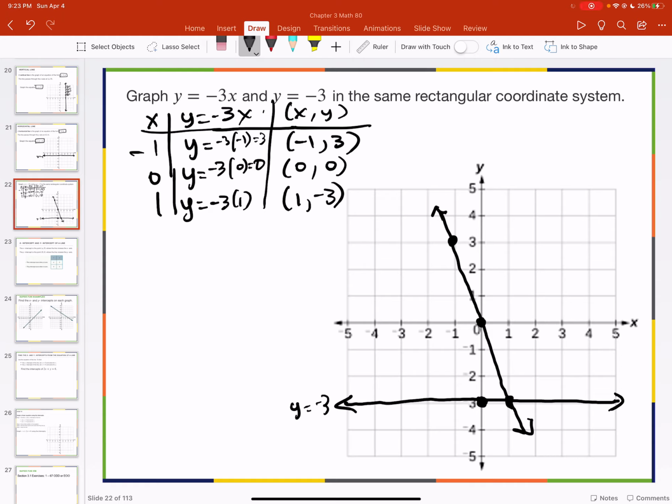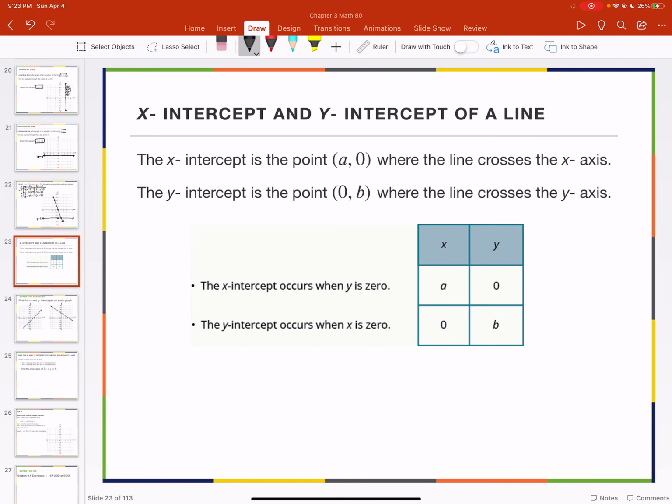So earlier we talked about points on the axis, either axes. They're also more commonly known as x and y intercepts. The x-intercept has the value y equals 0, and the y-intercept has the value x equals 0. So what that means is you can easily use a table to find them.